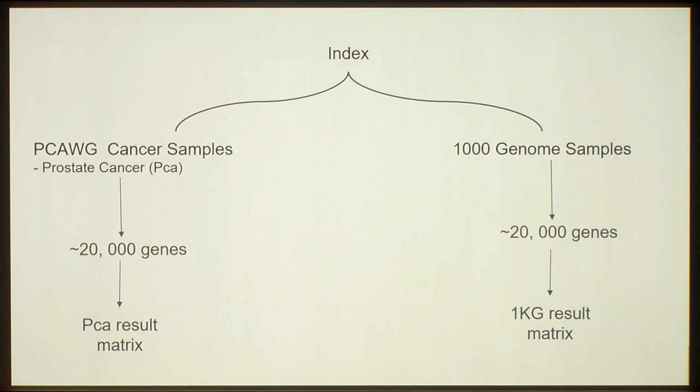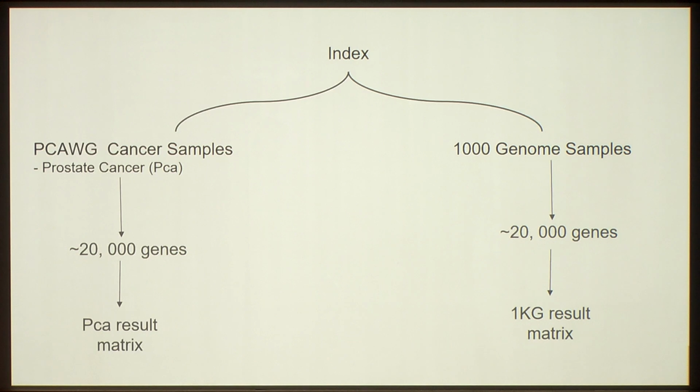So we've built upon this by indexing the PCAWG cancer samples, focusing on prostate cancer, and then the 1,000 Genomes samples, and then we count the number of evidences that support a fusion. But because we cannot rely on SV calls to give us a list of potential fusions, we take the count of all possible gene pairs, which is really approximately 20,000 by 20,000, giving us a resulting matrix.